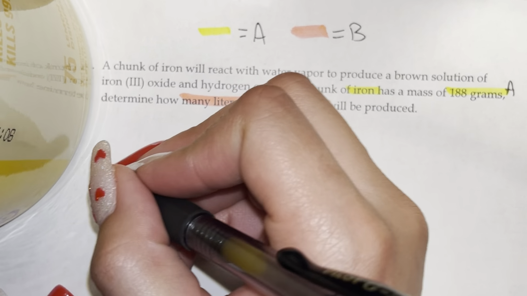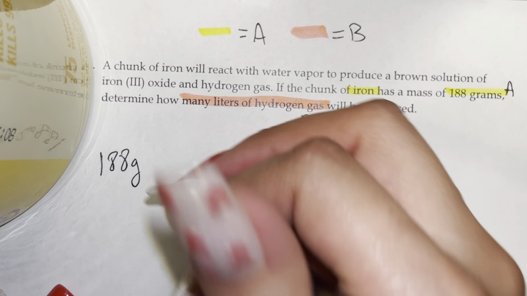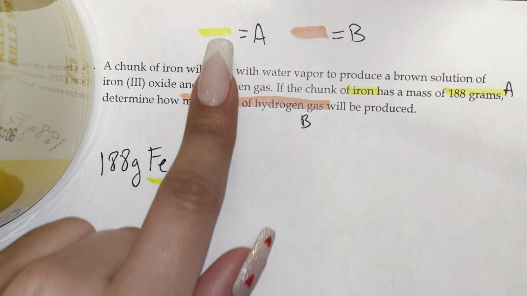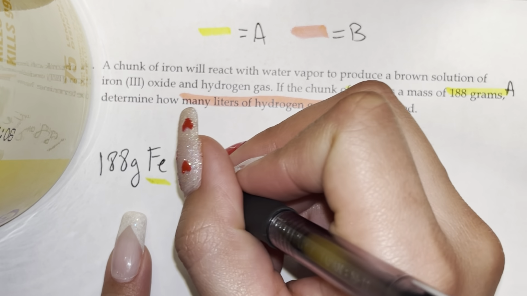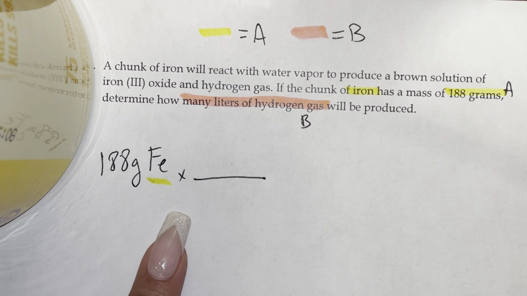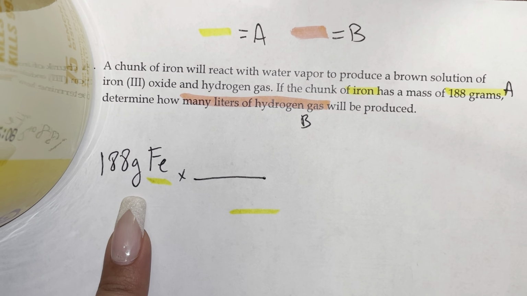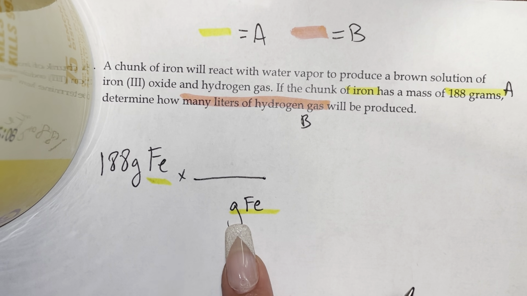So your given is 188 g of iron. And again, this is your A. Then you're going to keep on going with the first fraction. You're like, all right, if I have g of Fe on top, I'm going to have g of Fe down here. How many g? That is what you're going to find in the periodic table.